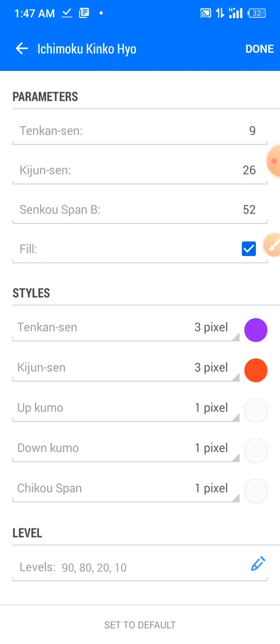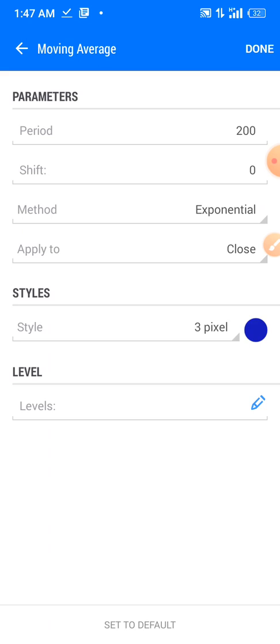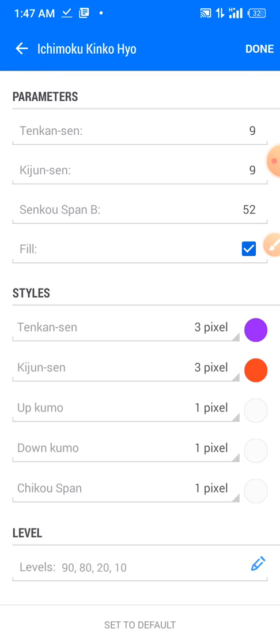Okay. So don't make any mistake, so that it can be very effective. On the main chart, you are going to be using Ichimoku. Ichimoku is the main important thing here. The moving average is not that important. The main important is the Ichimoku. Here are the settings of the Ichimoku.